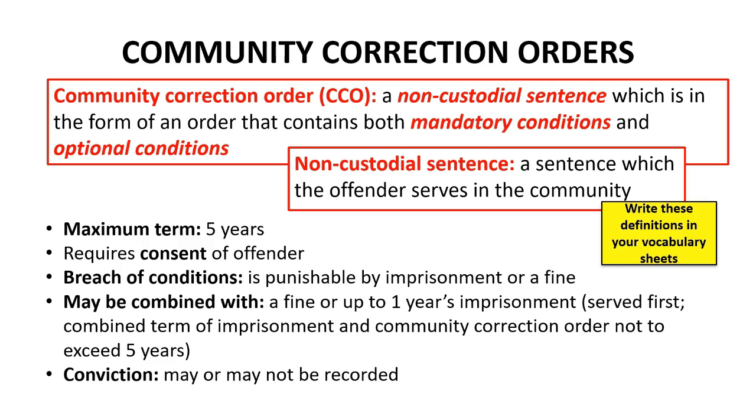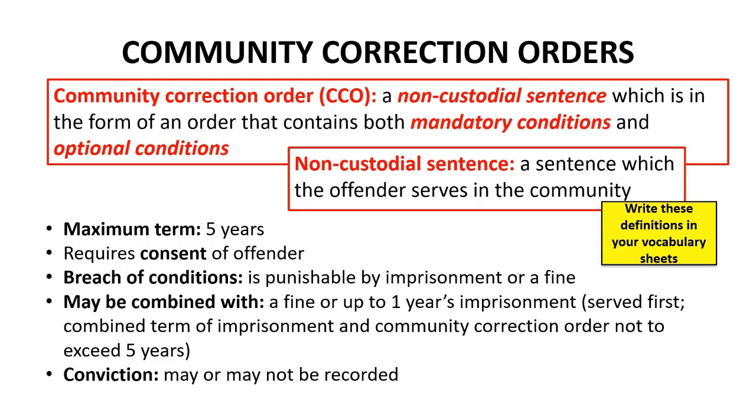Third, if the offender breaches any of the conditions of their community correction order, then the offender can be put in prison or fined. Fourth, a community correction order may be combined with either a fine or up to 1 year's imprisonment. That is, an offender may be given a bit of a cocktail of criminal sanctions. If the offender is going to serve a term of imprisonment in conjunction with the community correction order, then that term of imprisonment must be served first, and the combined term of imprisonment and the community correction order must not exceed 5 years.